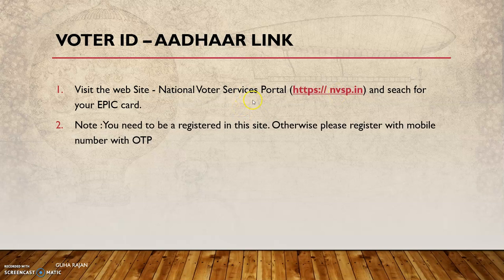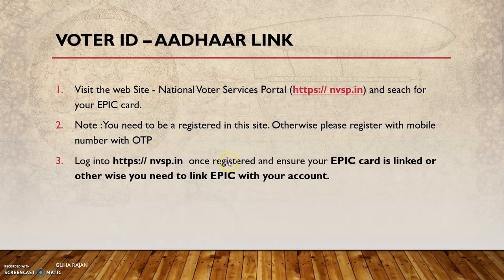Next, you need to register on this site. The point to note here is this site NVSP was provisioned in the year 2015. So if you got the voter ID through a manual process, or much earlier, then you might not have used this site, which means you need to register for the first time. Even though you have the voter ID, you need to register using your mobile number. Once you provide the mobile number, it will give you an OTP, and you can use that OTP to complete the registration process and log in.